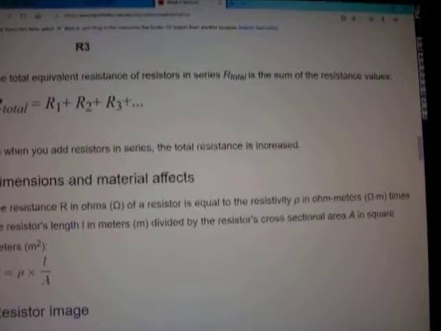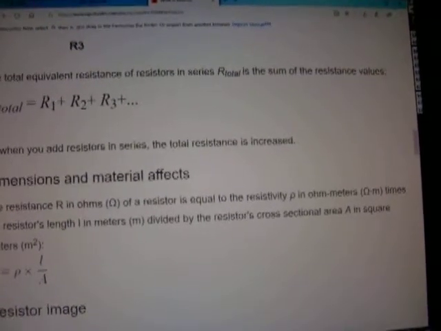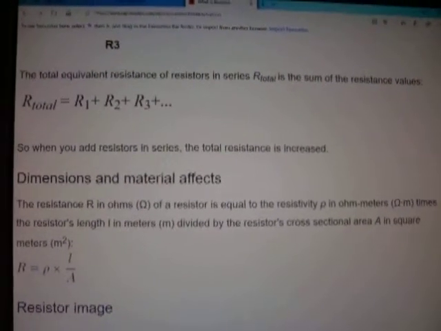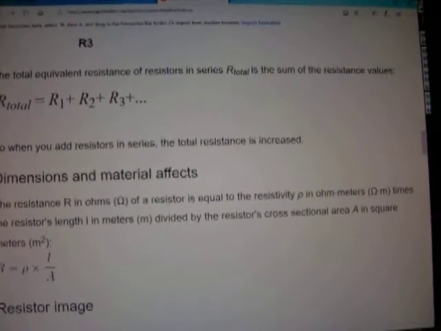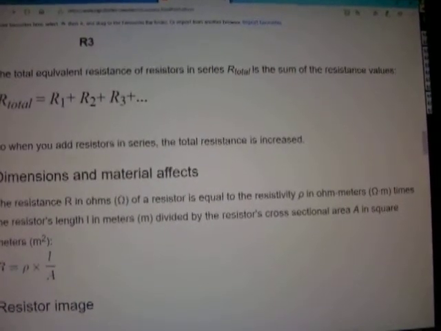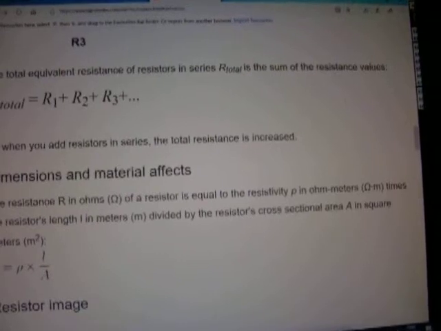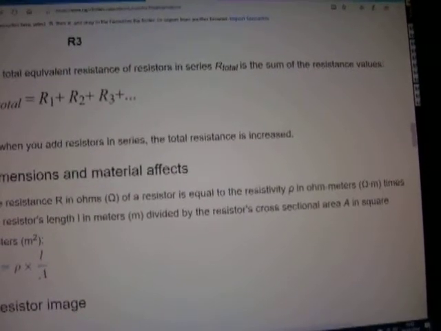Now, when you add resistors in series, total resistance is increased. But bear in mind that when you add resistors in parallel, the tendency often is that the value of resistance is decreased. Okay?